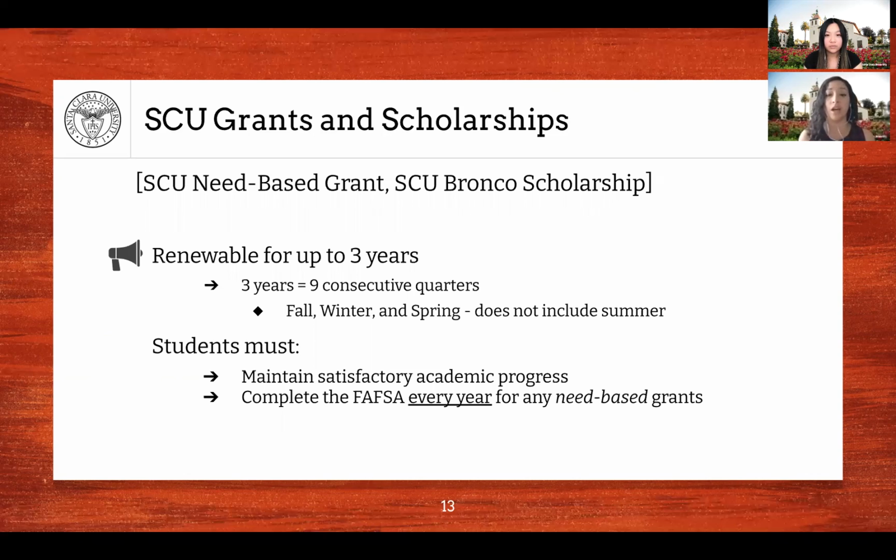So there's nothing additionally that the student needs to do. We just ask the student to maintain satisfactory academic progress, meaning like a 2.0, and then also complete the FAFSA every year for any need-based grant. And we also let our students know that these grants, the Santa Clara ones, will not increase. So they're not going to increase or decrease. They're always going to be the same amount that they were granted when they were first admitted.